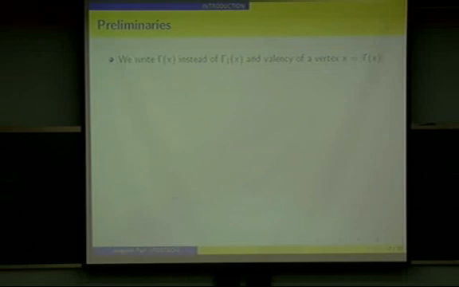We write gamma x instead of gamma 1 x, and the valency of a vertex x is the cardinality of gamma x. A graph gamma is called a regular graph with valency k if for any vertex x, the cardinality of gamma x is k.